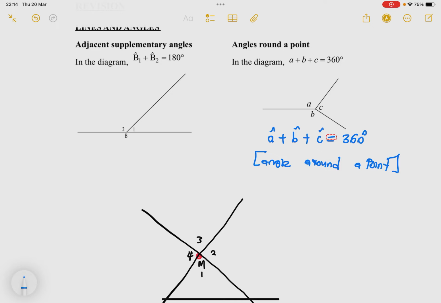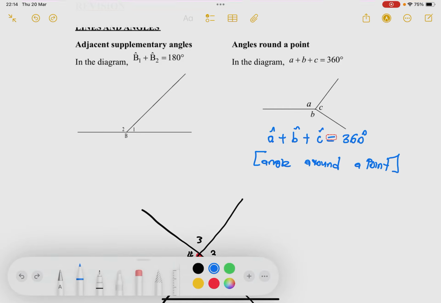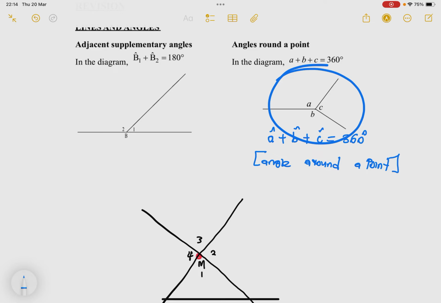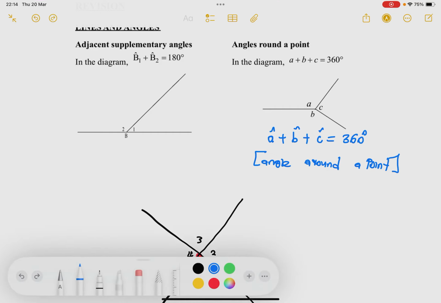So this is what you have learned today. Every angles that you're going to add upon a straight line, they add up to 180 degrees. And all the angles that you are going to add around a point, they are going to add up to 360 degrees.